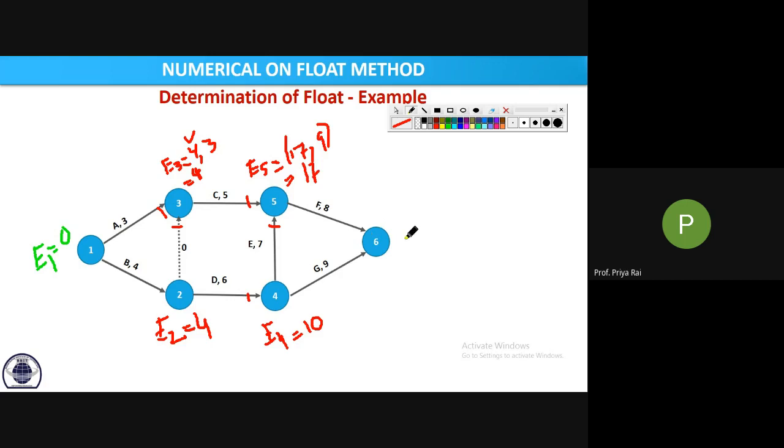Now E6. 25. How? These two values will be there. So 10 plus 9, 19. And here 17 plus 8, 25. So the maximum is 25. So E6 is 25. Now since we have to calculate float also, we have to calculate L as well. So we will start L from the last event. L6 will be how much? 25. Whatever the E is. And what is the project duration? 25. Yes. So the last E value itself is the project duration. Clear?